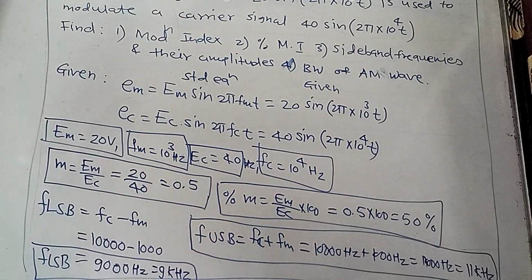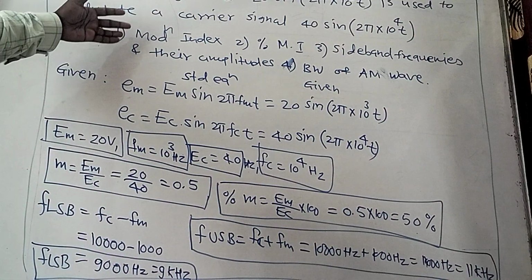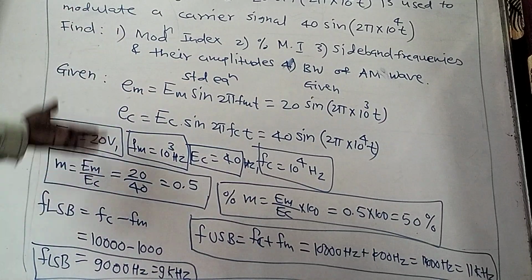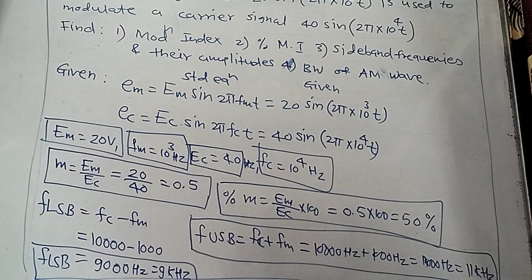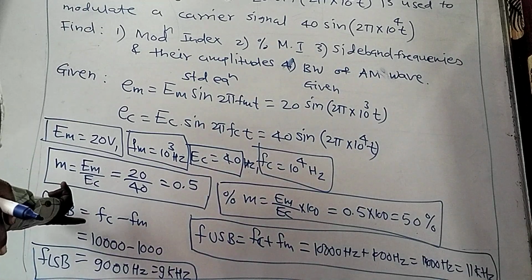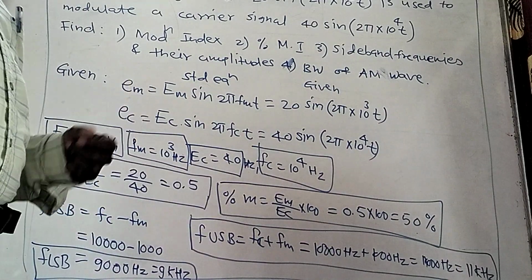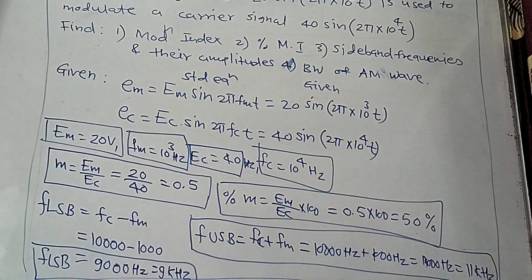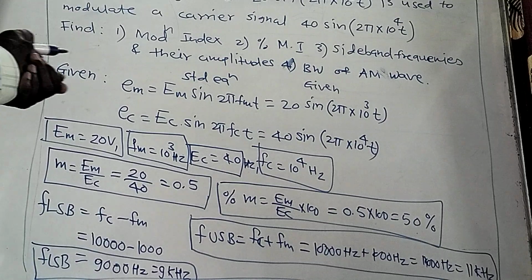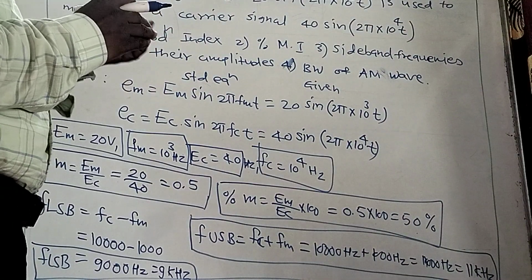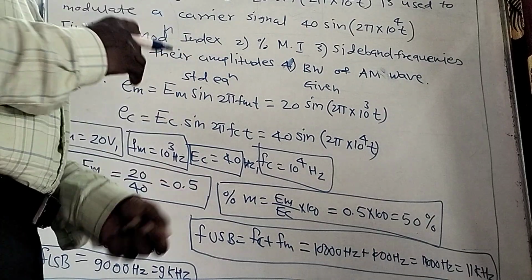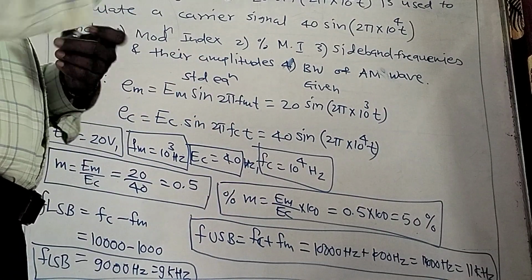Yes, any doubts? Out of these 4, we have calculated 3: modulation index, percentage modulation index, lower sideband frequency, upper sideband frequency. Then we will calculate their corresponding amplitudes. We know that the corresponding amplitudes for FLSB and FUSB are equal.